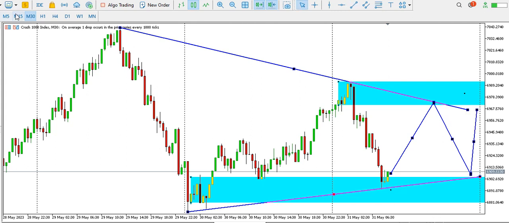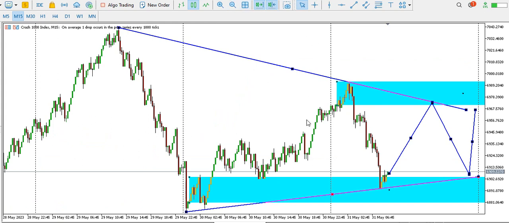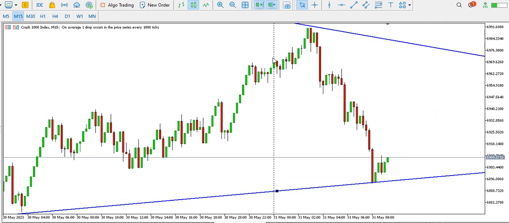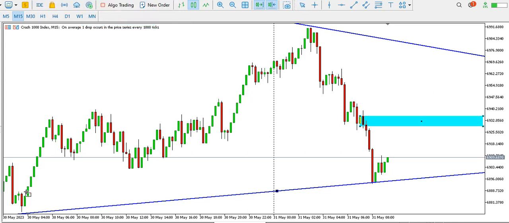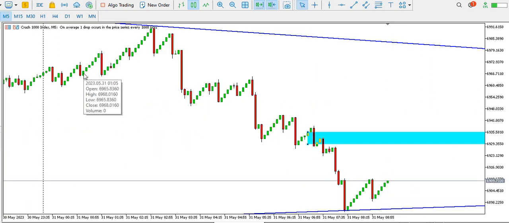All right, on the 15 minutes time frame, price is still ranging, just like what we have on the 1 hour. On the 30 minutes, price is still ranging. But let's take a look at the other blocks. Okay, we have price moving up for now, and as it moves up, we have this other block around here that might serve as resistance to price. We also have an other block around here that might serve as support to price. So price is still ranging on the 15 minutes time frame for crash 1000 index.